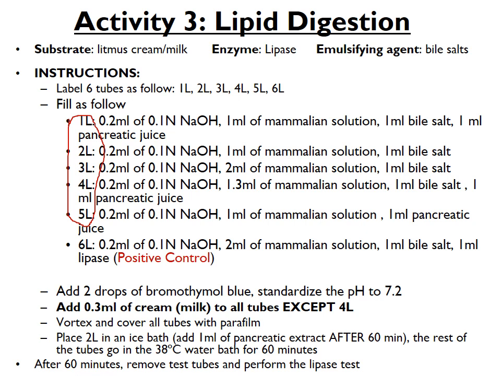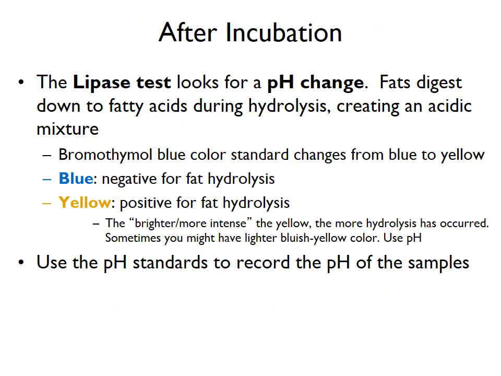And then we are going to compare that after incubation to see the changes and compare with the bromothymol blue standard. And for the results, if it's blue, it's telling you there's no fat hydrolysis, and if it's yellow, it's telling you that there's fat hydrolysis. So the intensity of the yellow color will tell you the degree of hydrolysis that you have in your sample. So I have a standard that I use to estimate the pH changes, and also we can use a pH indicator, which I also use.